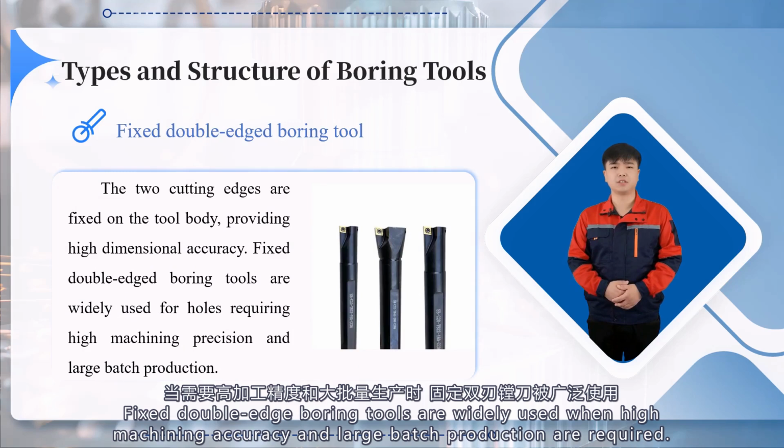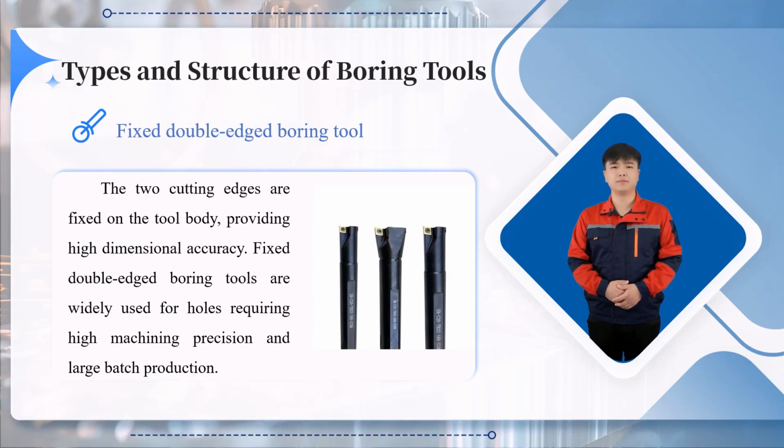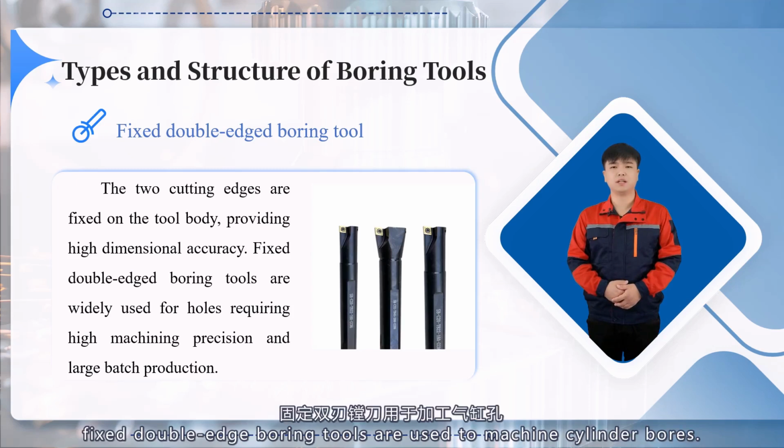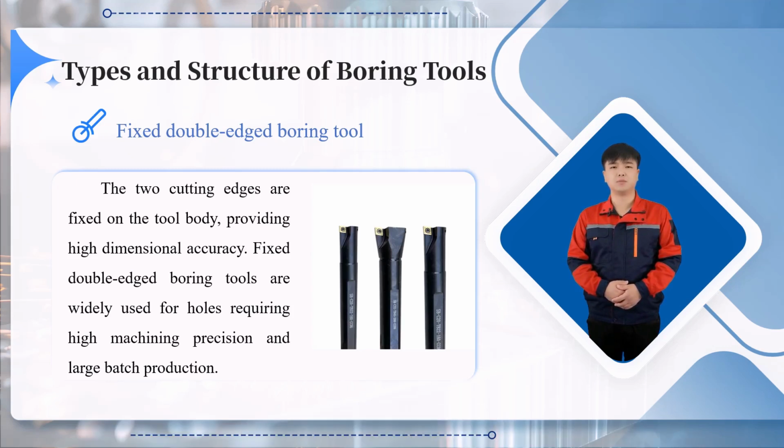Fixed double-edge boring tools are widely used when high machining accuracy and large batch production are required. For example, in the production line of automobile engine blocks, fixed double-edge boring tools are used to machine cylinder bores.